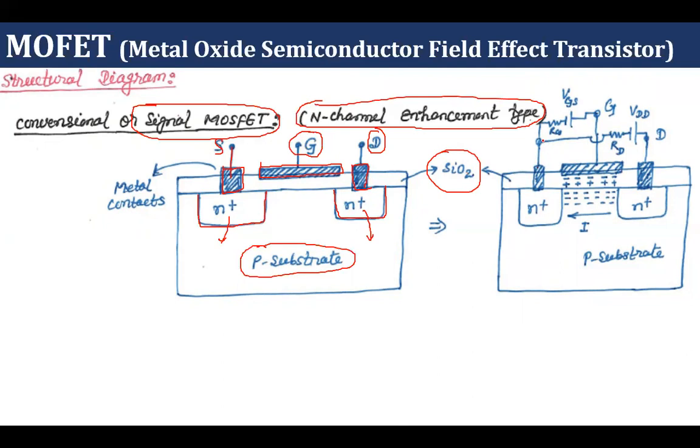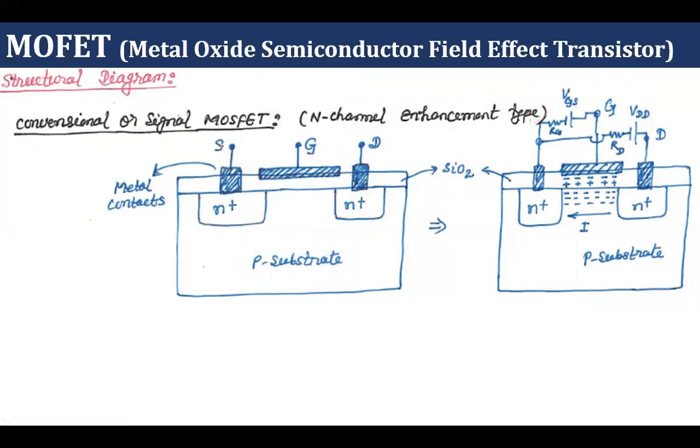Suppose we are applying a positive voltage to the drain, and we are not applying any to the gate. We are applying positive voltage to the drain terminal with respect to source. To limit the current, we are connecting a resistance R. Then what will happen? This N is at higher potential than this P, so this PN junction will be reverse biased. Since this PN junction is reverse biased, it will not allow flow of current from here to here. This current will not flow.